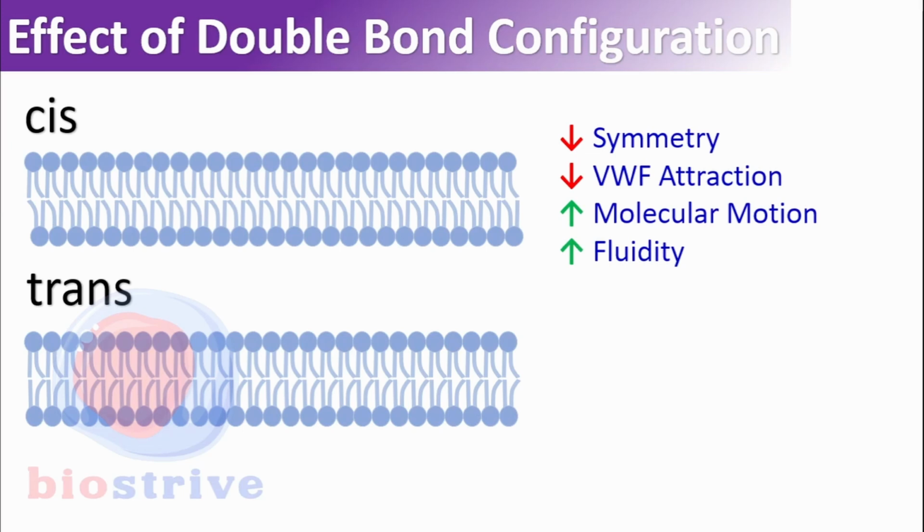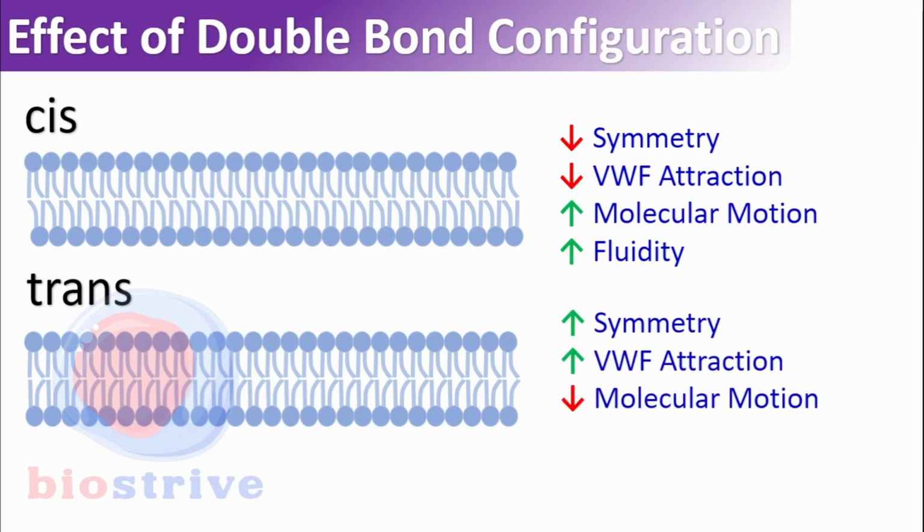In contrast, the trans structure brings about symmetry. If the structure is symmetrical, we have higher van der Waals forces of attraction. Due to higher interactive forces, we have lesser molecular motion, more compactness, and lesser fluidity. So that's the effect of the double bond, the state of the double bond.